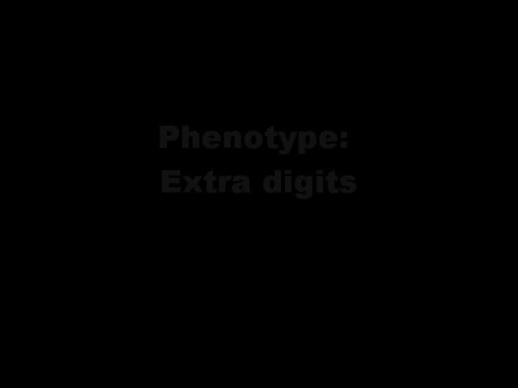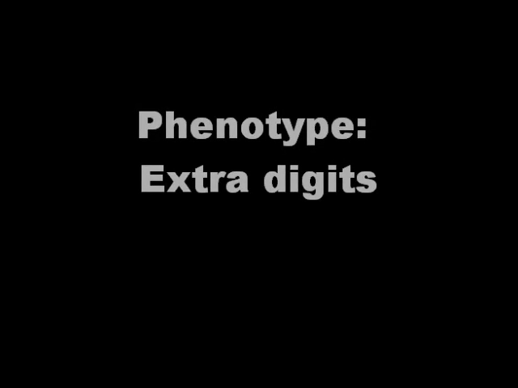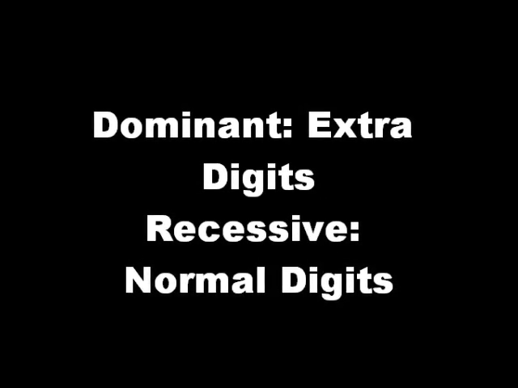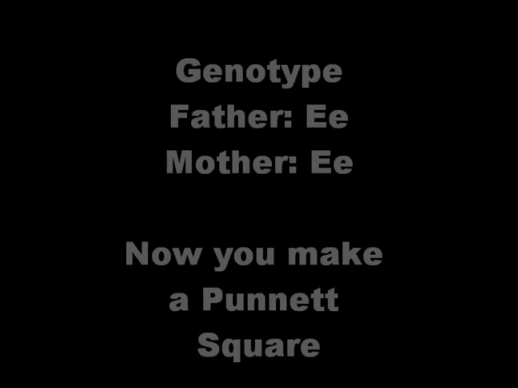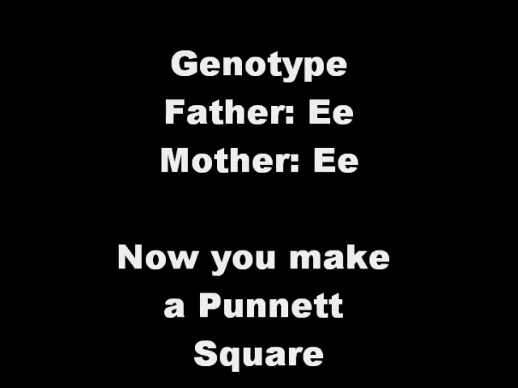Let's try another example. It turns out that excessive digits is a dominant trait. Having five digits is a recessive trait. Here are our parents' genotypes. They both are heterozygous. You try filling in the Punnett square.